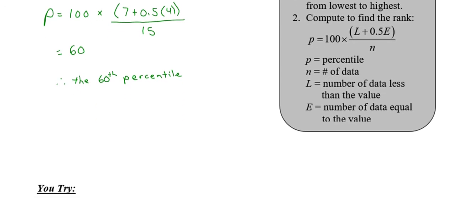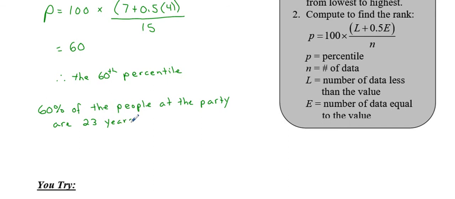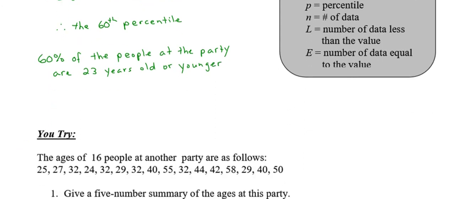Again, just to go over what this means. So that means 60% of the people at the party are 23 years old or younger. And that's what a percentile means.